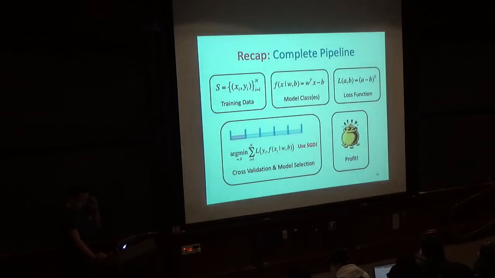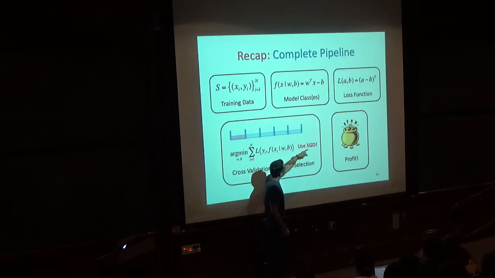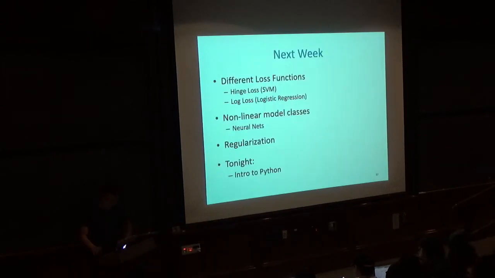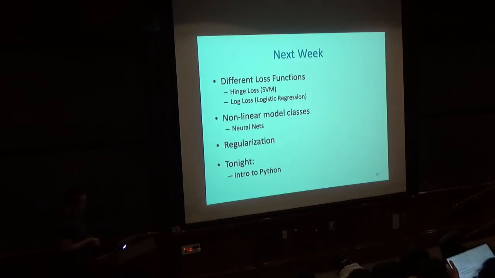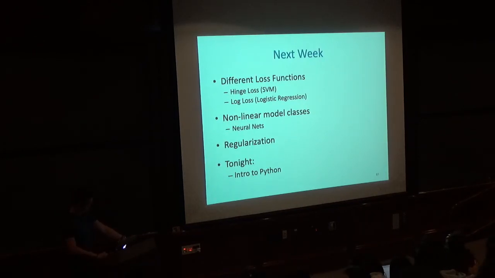Okay, so here's the more complete pipeline. Training data, model class, loss function, optimize the loss function with cross-validation, using stochastic gradient descent. So we just added this little term here to the complete pipeline after lecture 2. And that's it. Okay, next week we're going to look at different loss functions. We'll start to look at nonlinear function classes, and recitation tonight.